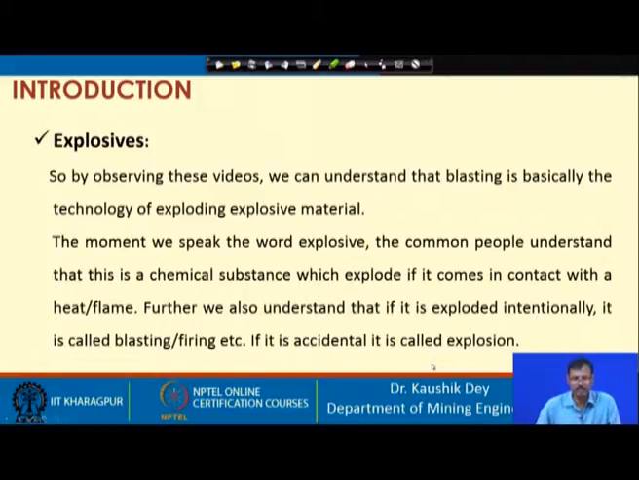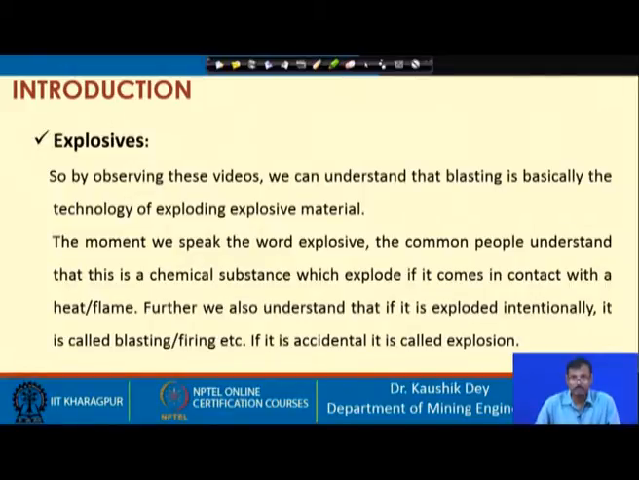So, we should understand what is explosive, and in doing so I believe you are able to understand that blasting is carried out by exploding the explosive. The moment we speak the word explosive, common people understand that this is a chemical substance which explodes if it comes in contact with heat or flame, but this is the common people's understanding, this is not always the truth. Further, we also understand that if it is exploded intentionally, it is called blasting. If it is accidentally exploded, then it is called explosion.